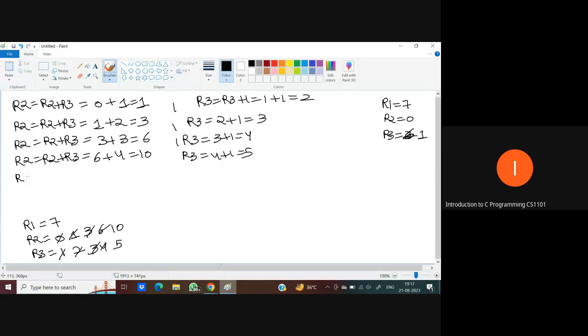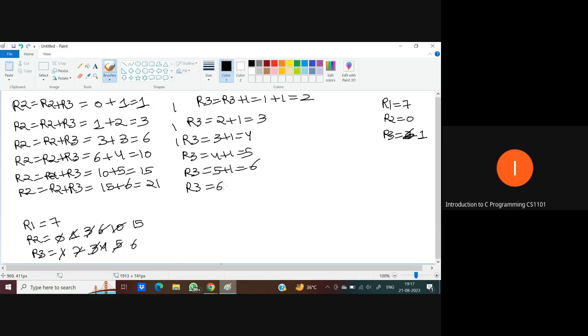Again, 5 is not greater than 7. So one more time. This time 10 plus 5 becomes 15, and R3 is incremented, 5 plus 1, so it becomes 6. Again, 6 is not greater than 7. So R2 plus R3: 15 plus 6 is 21. It becomes 21, and R3 again got incremented by 1.